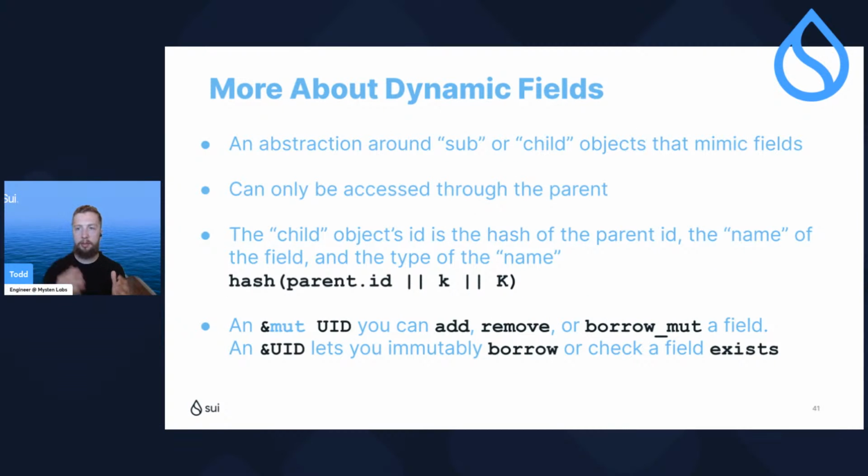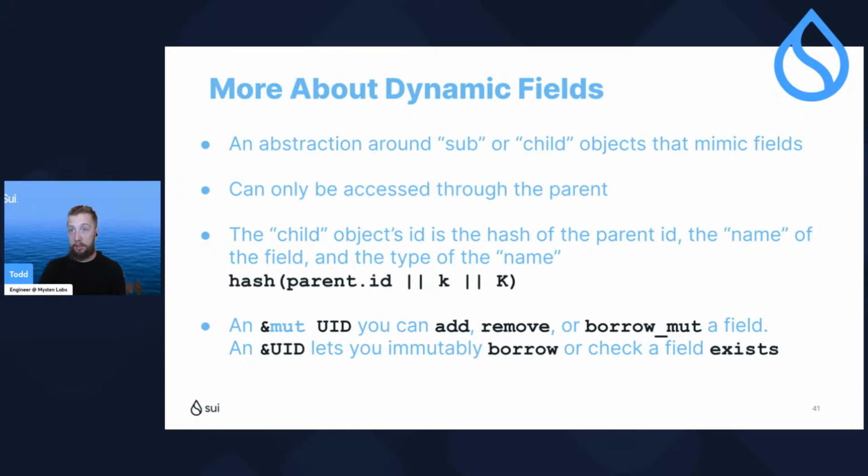So just to wrap things up, a brief overview of this section on dynamic fields. We sometimes refer to these things as sub or child objects. And so we say that we can only access them through the parent, and we can control that with two mechanisms: either controlling access to the ampersand UID, or controlling access to the key type. And we get that access control because the ID for the object is created by a hash of the parent ID plus the key or the name of the dynamic field. So you have these two independent levers for controlling access.